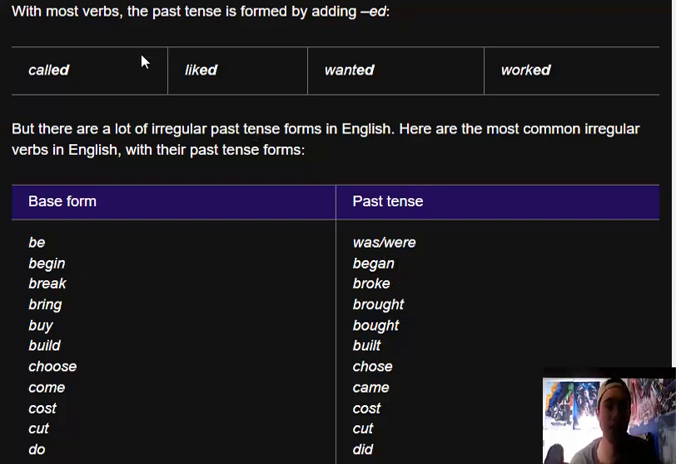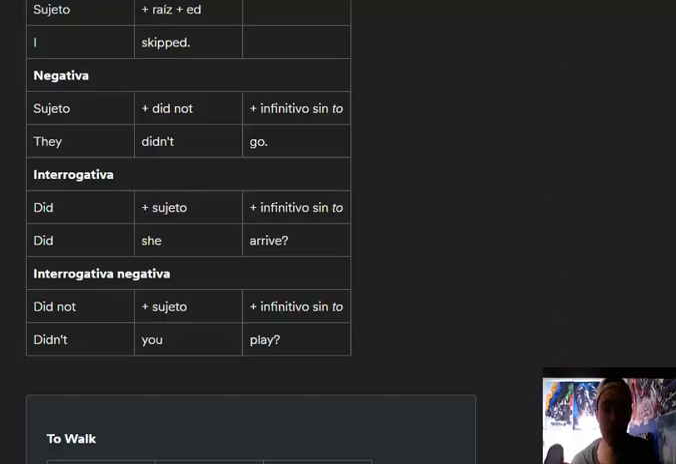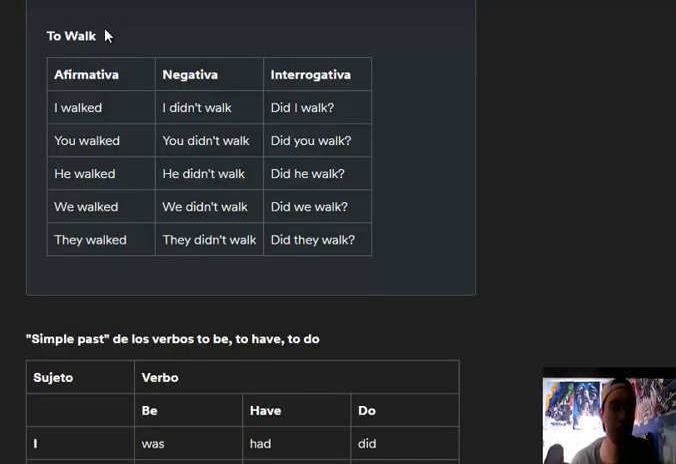And here is the explanation of the regular verbs. And here we have some examples when we use the verb walk. So the affirmative form is I walk, the negative it's I didn't walk, and the interrogative form it's did I walk.